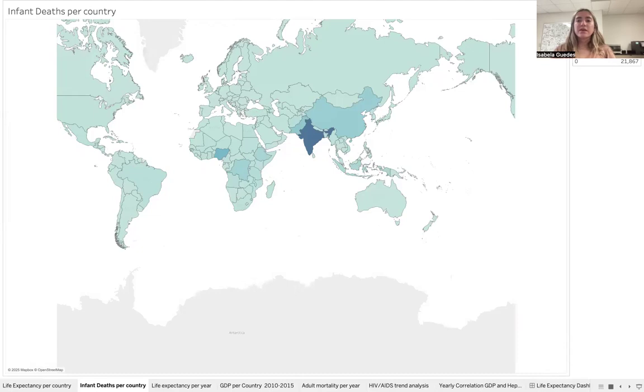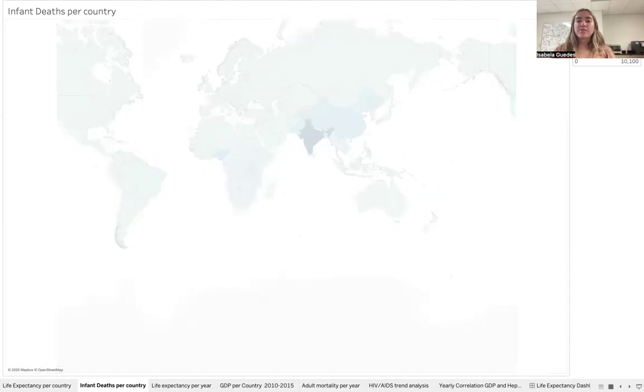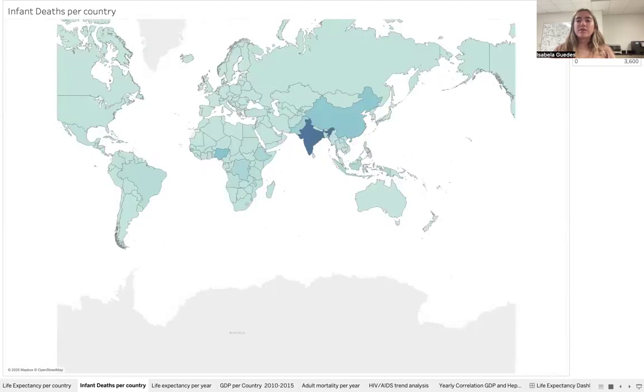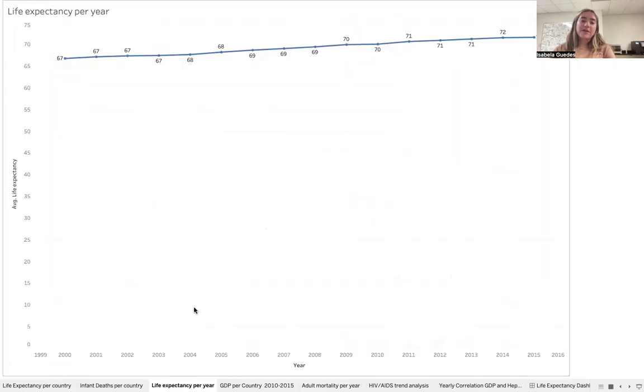Moving on, my second graph is a world graph that shows the infant deaths across the world, and it measures from 2000 to 2015. You can use this as a filter and just see it from 2000 until 2001, 2002, and look at the data set that way. But looking at the overall, India has the highest number, having 21,867 deaths. Some of the countries with the highest infant deaths are also in Africa and Asia, which correlates with the first graph generated.